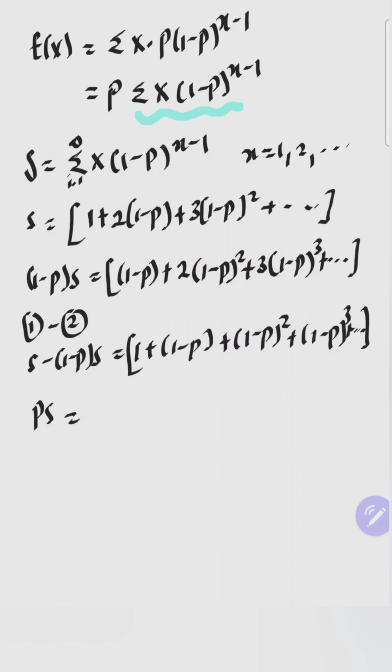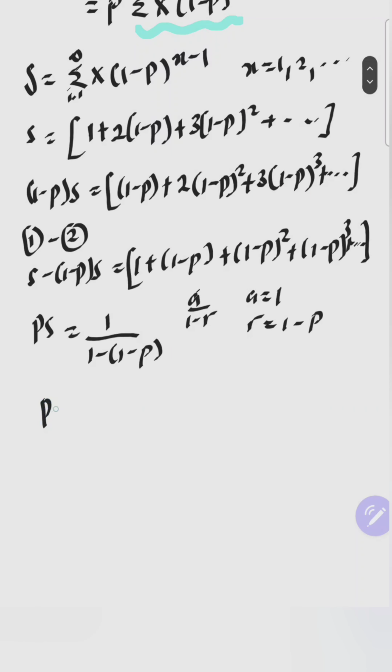Looking at this, it is a geometric series, and this can be done using the sum to infinity. For the sum to infinity, you can use the term a over 1 - r. a is 1, r is 1 - p. So now we have ps equal to a over 1 - r, which is 1 over p. Now simplifying for s, s equals 1 over p squared.